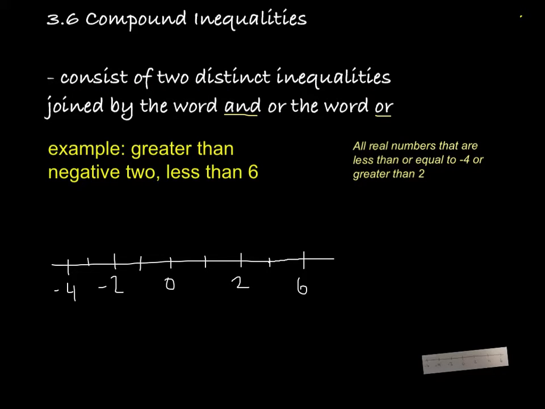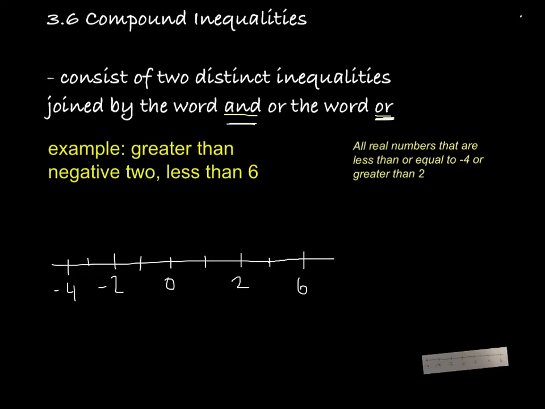And these are usually joined by the following words: the word and, or the word or. Okay, so I've given you two examples here. An inequality may say all real numbers greater than -2 and less than 6. What we're practicing today is being able to represent that, and eventually we'll solve some compound inequalities as well.